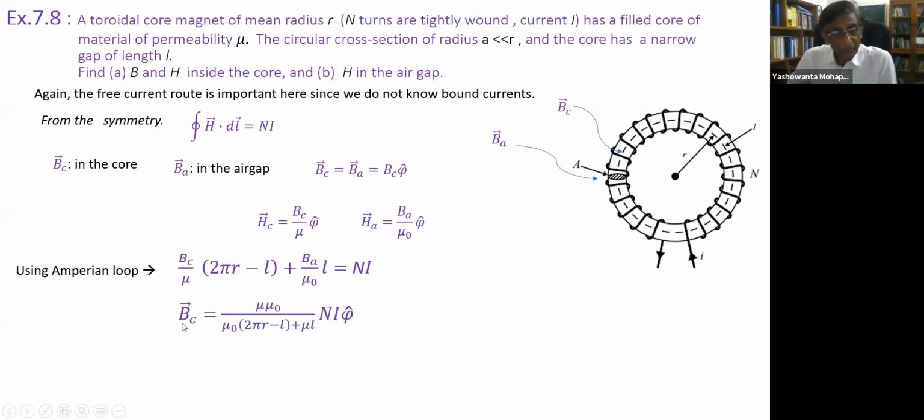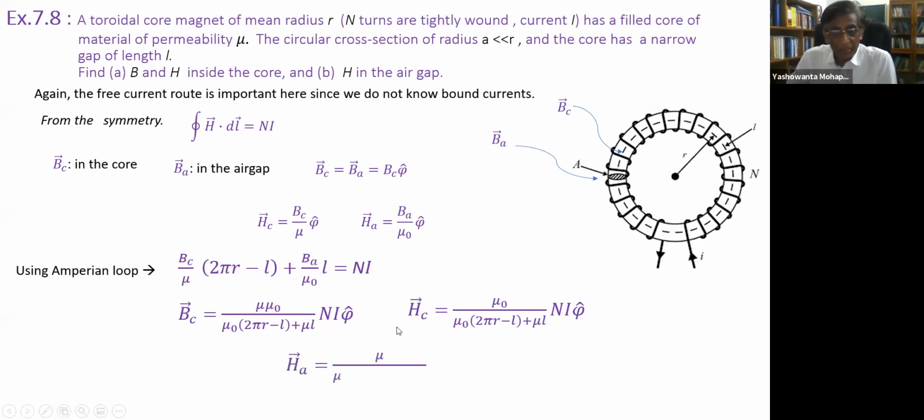All right. And after that, it is simple algebra to find out that the B in the core is mu mu naught Ni over mu naught 2 pi R minus L plus mu L. So this involves both mu and mu naught, and Ni is of course the total current, and B in the core is in the phi direction. What about H? If I know B, I can find H. It will be simply B divided by mu, so mu naught Ni over the same denominator, phi. So in the core, I know B and H.